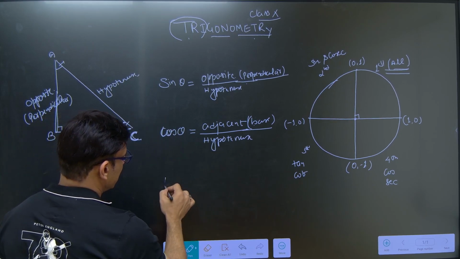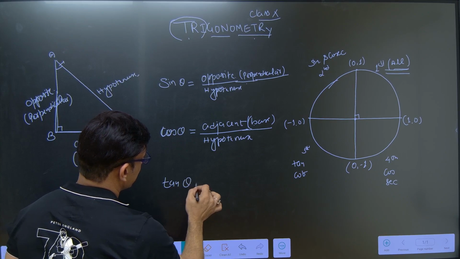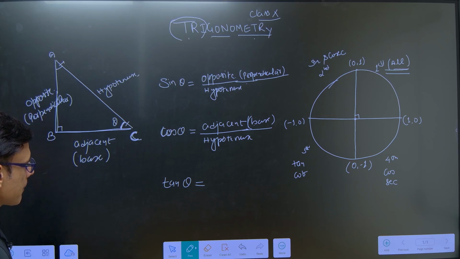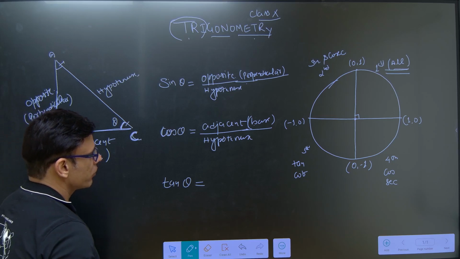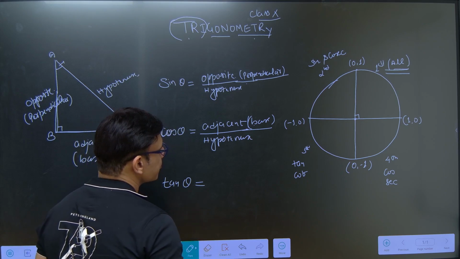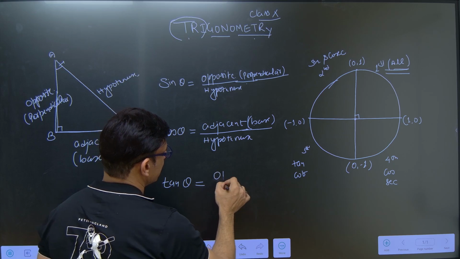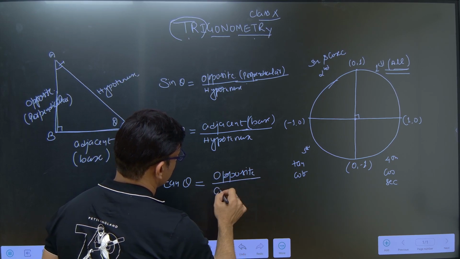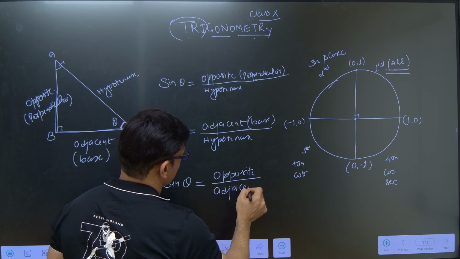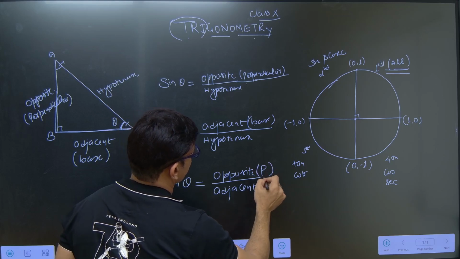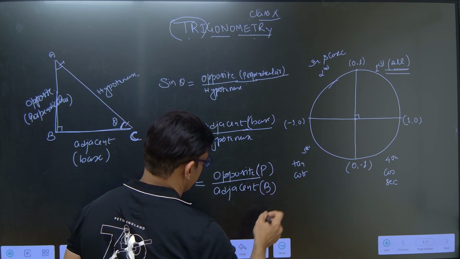Right. And what is tan theta then? I have to remember these three because the other three are pretty easy. So tan theta is what? Can you tell me what is tan theta? This is opposite over adjacent. Opposite means perpendicular, short form, upon base.